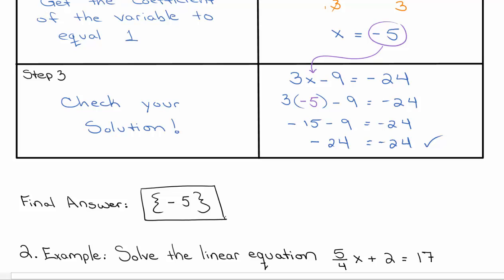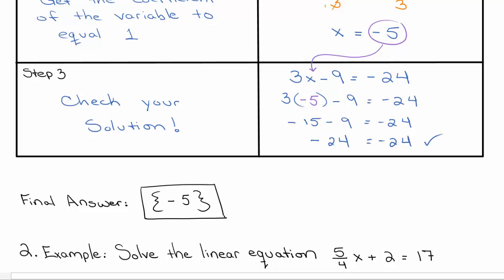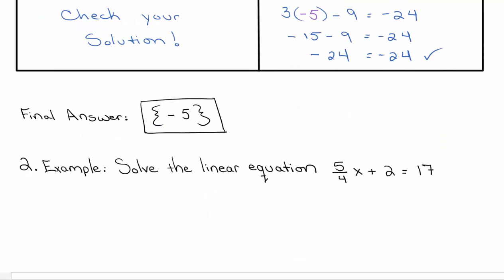Let's do another example. Let's solve the linear equation 5/4 x plus 2 equals 17. So let me go ahead and copy that equation one more time right here. So we remember we want to isolate the term with the variable. So this is the term with the variable, so we're going to isolate that term.